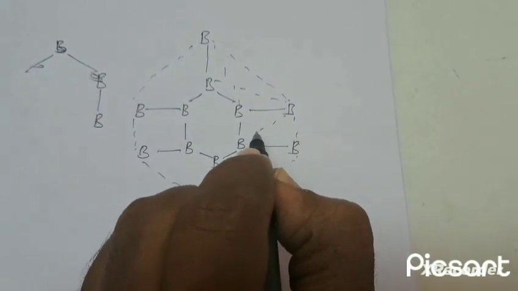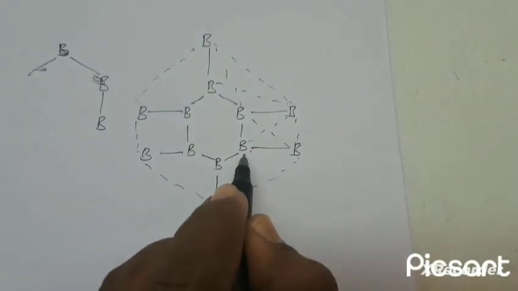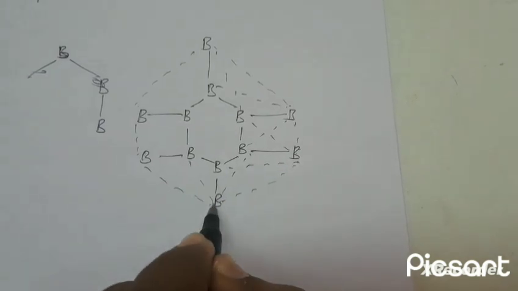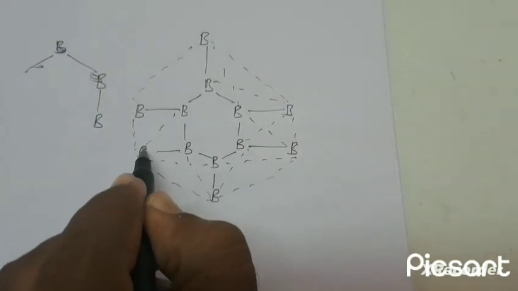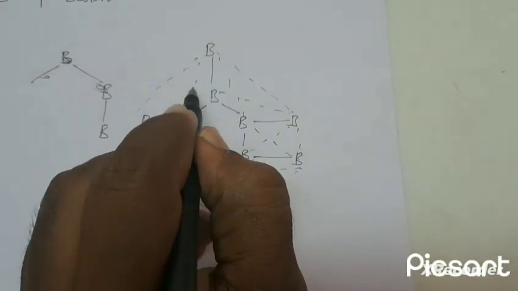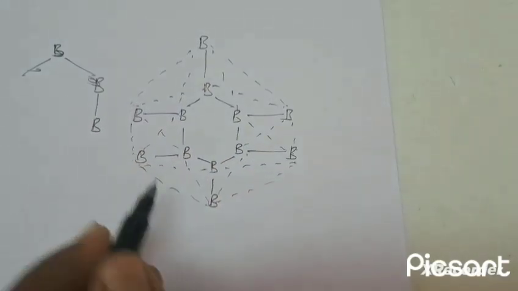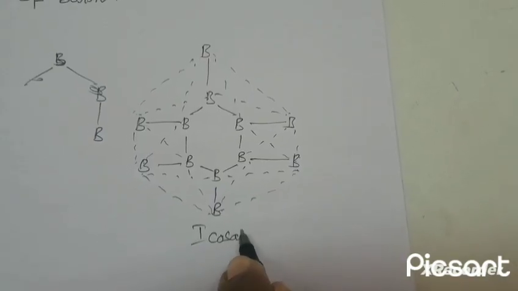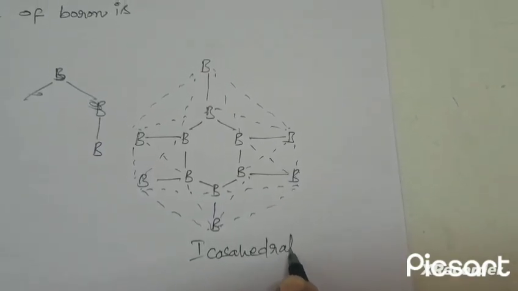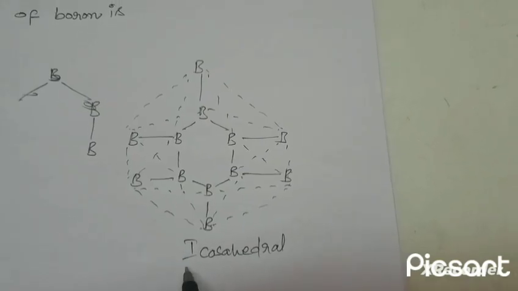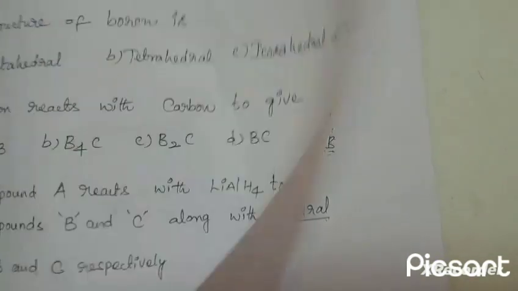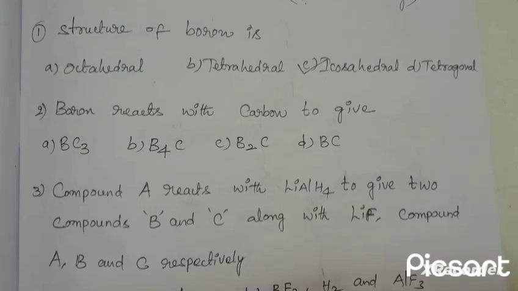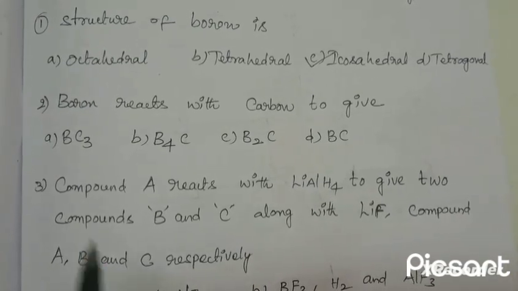So here the question may be the structure of boron, or how many corners are present, or how many faces are present in the icosahedral structure. So any type of question is possible to ask in JEE and NEET. So this is the icosahedral structure. So icosahedral, option C is the correct answer for the first question, structure of boron. Okay, next question.